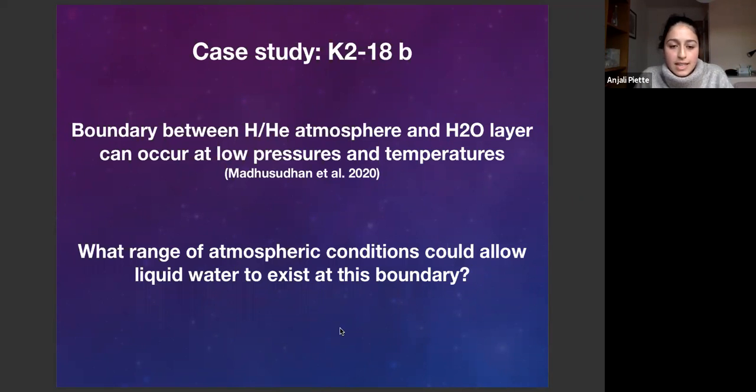So for this particular case study, and just to explore these conditions for this type of planet, we wanted to ask the question, if a surface does exist with a water layer at a pressure of less than 1,000 bar, what would be the potential surface conditions of that water surface? Could we get a liquid ocean? Could we get a habitable ocean? Is it possible? And what kind of atmospheric conditions would we need for that?